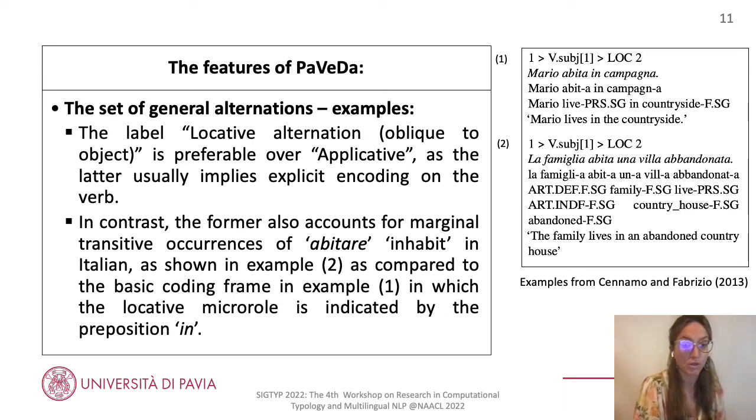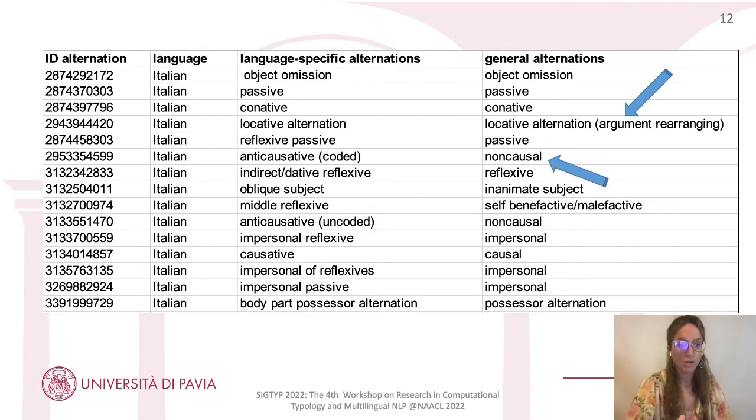In contrast, the former also accounts for marginal transitive occurrences, for example, of the Italian verb abitare, inhabit, as shown in example 2, as compared to the basic coding frame in example 1, in which the locative micro role is indicated by the preposition in. So, for example, the set of the language-specific alternations stored in the ValPaL for Italian, which you can see on this slide, has been mapped to a set of general alternations. So, for example, the locative alternation has been mapped to locative alternation, argument rearranging, whereas the anti-causative alternation of Italian, coded, has been mapped to non-causal alternation, which is a rather functional label to identify this type of alternation.